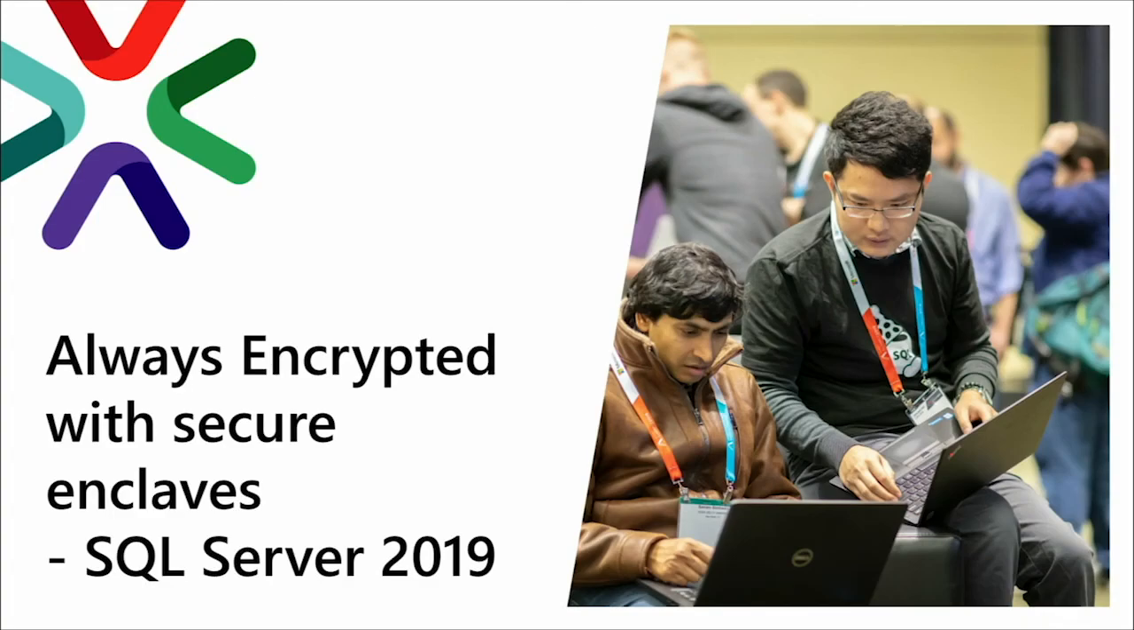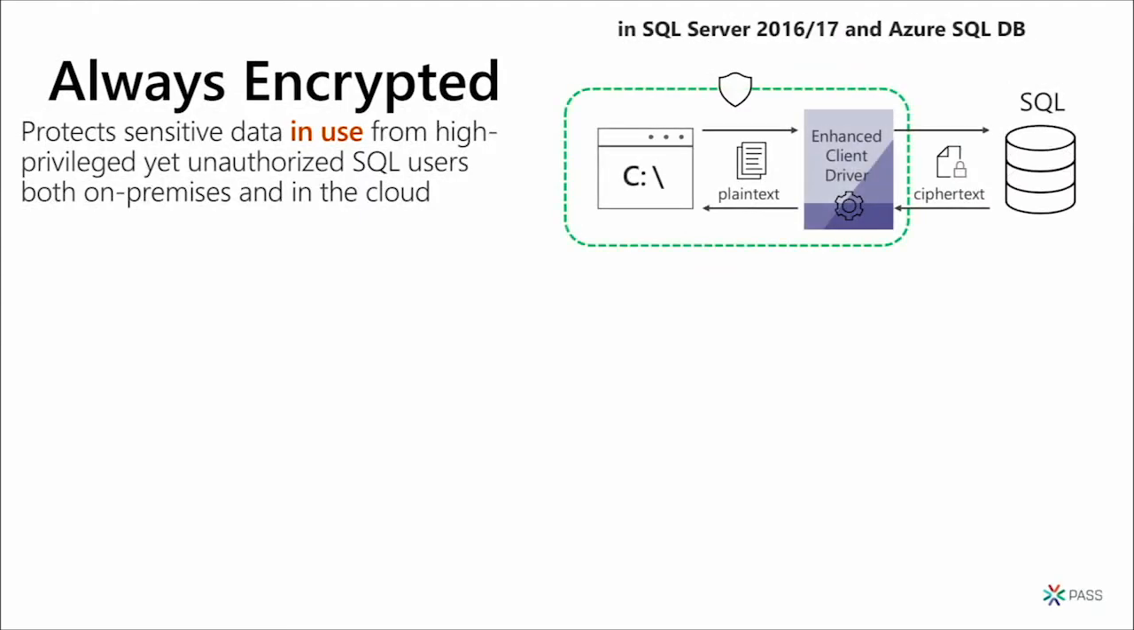So, Always Encrypted with secure enclaves. As I said, this is now for SQL Server 2019, meaning this is not for Azure SQL Database. For Azure SQL Database, we still have the Always Encrypted without secure enclaves. Right? It's just called Always Encrypted. This is the version that is existing and has been in the product in SQL Server 2016, 17, and obviously still in Azure SQL Database.